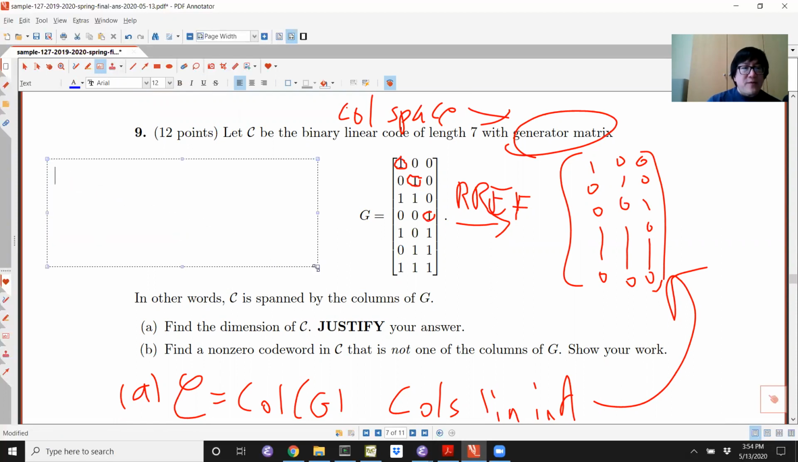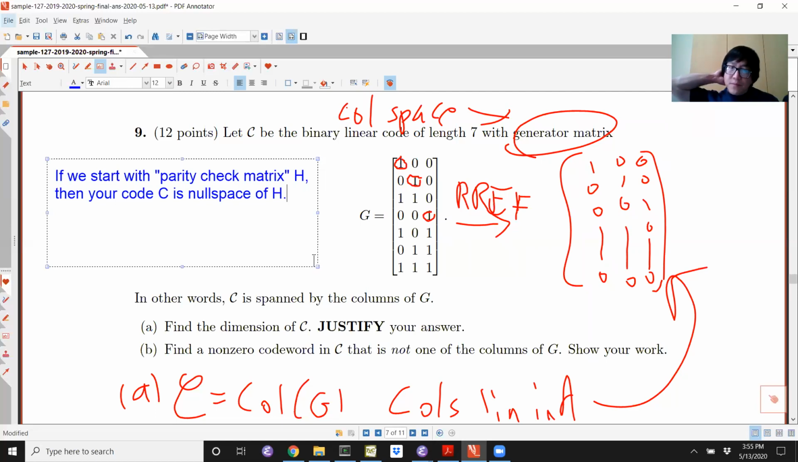And then this isn't this problem, but it could easily be on Friday's final. If we start with the parity check matrix, then your code C is the null space. Say parity check matrix H, C is the null space of H. So the keywords to look for: for a generator matrix, you use the column space, as it says right down here. In fact, this is reminding you of that fact. And if the problem says we start with a parity check matrix, then we take the null space. So does that make sense?